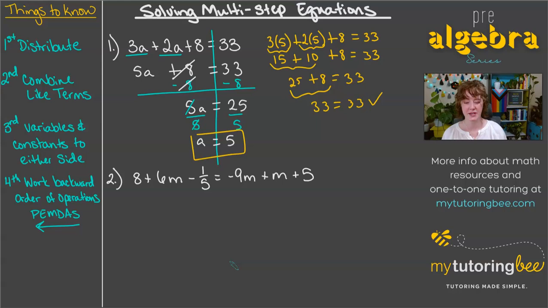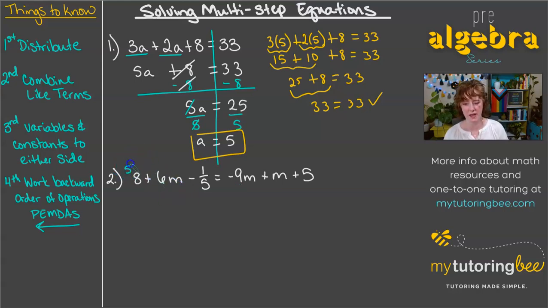All right, let's go on to our second problem. 8 plus 6m minus 1/5 equals negative 9m plus m plus 5. Okay, so I think that we have a few things to take care of here. The first thing that I want to do is clear those fractions. You don't have to clear the fractions. However, I just find that that is the easier thing to do for me.